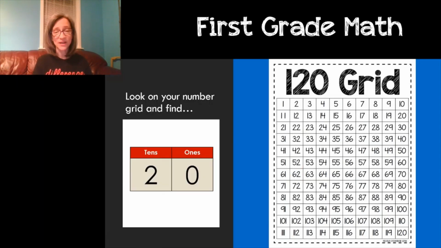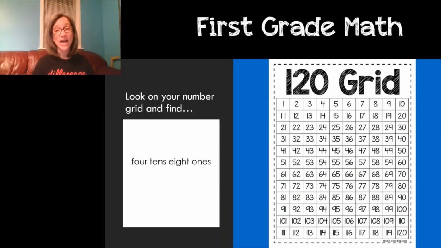Let's try another one. 2 tens 0 ones. What number has 2 tens but 0 ones? What's that number called? 20. You should have found the number 20.